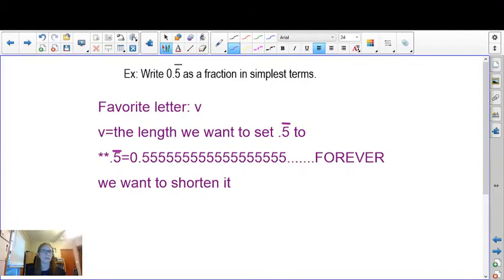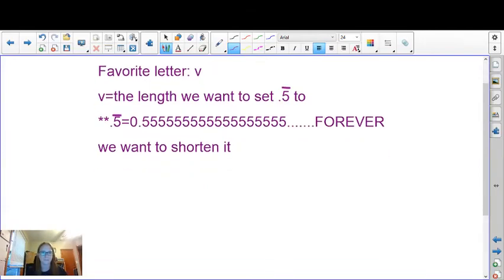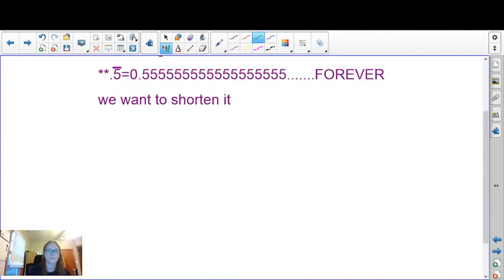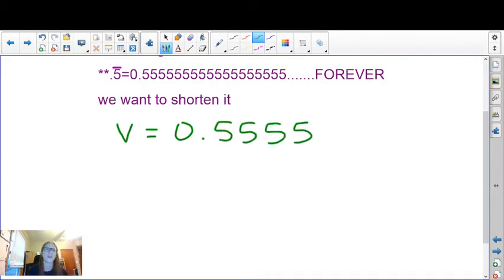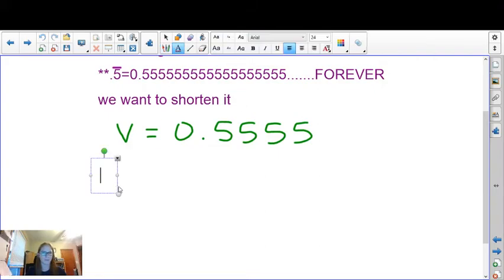Let's say we're going to make it 4 lengths long. So 4 fives long. So V is equal to 0.5555. I was going to count 1, 2, 3, 4, but if I started doing that, I was afraid we might actually write 1, 2, 3, and 4. Next, again, I'm going to type this.